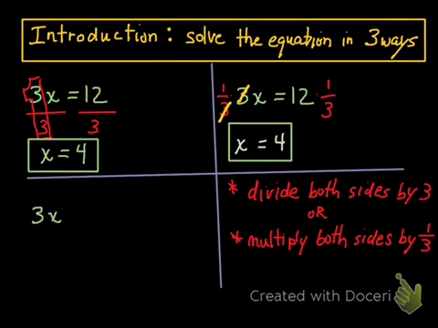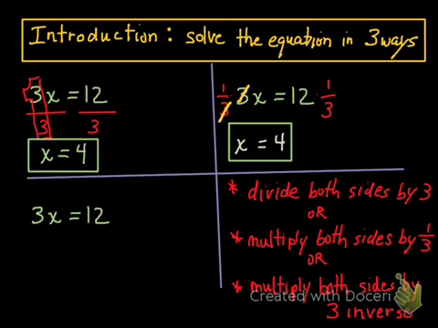Let's do this quickly. I have the same exact equation, 3x equals 12. This time, I'm going to multiply both sides by 3's inverse, the inverse of 3. You know what that inverse button looks like on your calculator? That x to the negative first power. See if you can locate that on your calculator. It's going to be a very important button to understand later in mathematics, and it's going to have a lot to do with what we're going to do here in a moment.